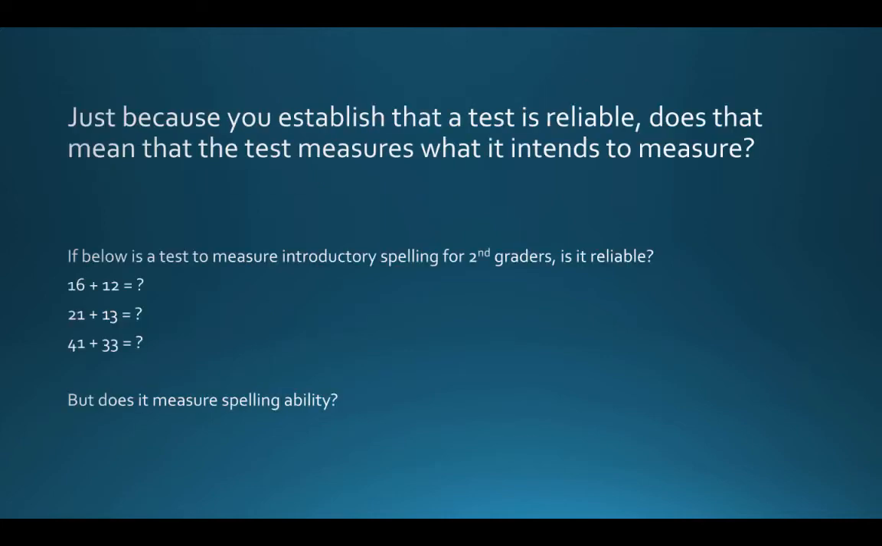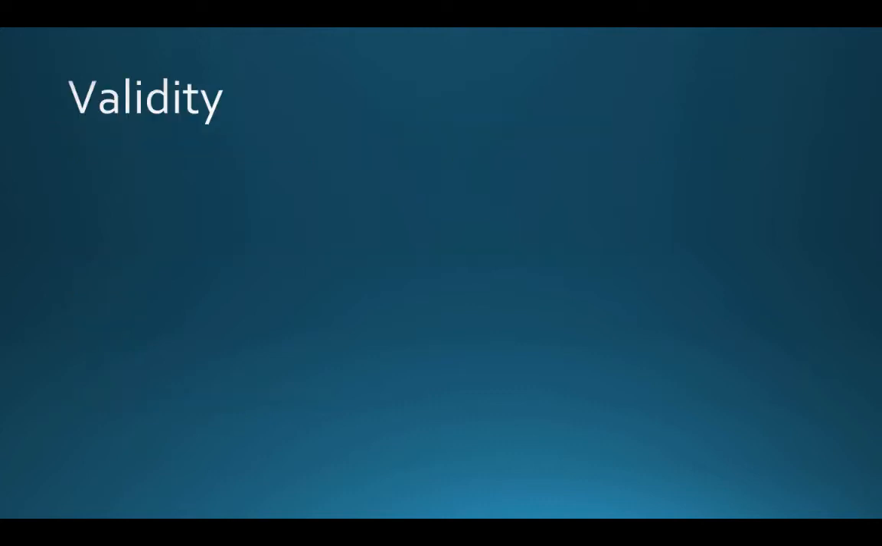Now, just because you establish that a test is reliable, that doesn't mean that it measures what it says it's going to measure. So if we look at this test, 16 plus 12, 21 plus 13, and 41 plus 33, if that's the test we use to measure the spelling accuracy or the spelling ability of second graders, the reliability of that test is very high. But it has no validity, because what does math have anything to do with spelling? Okay, so now we've got to kind of move on to the next step, and that's validity.